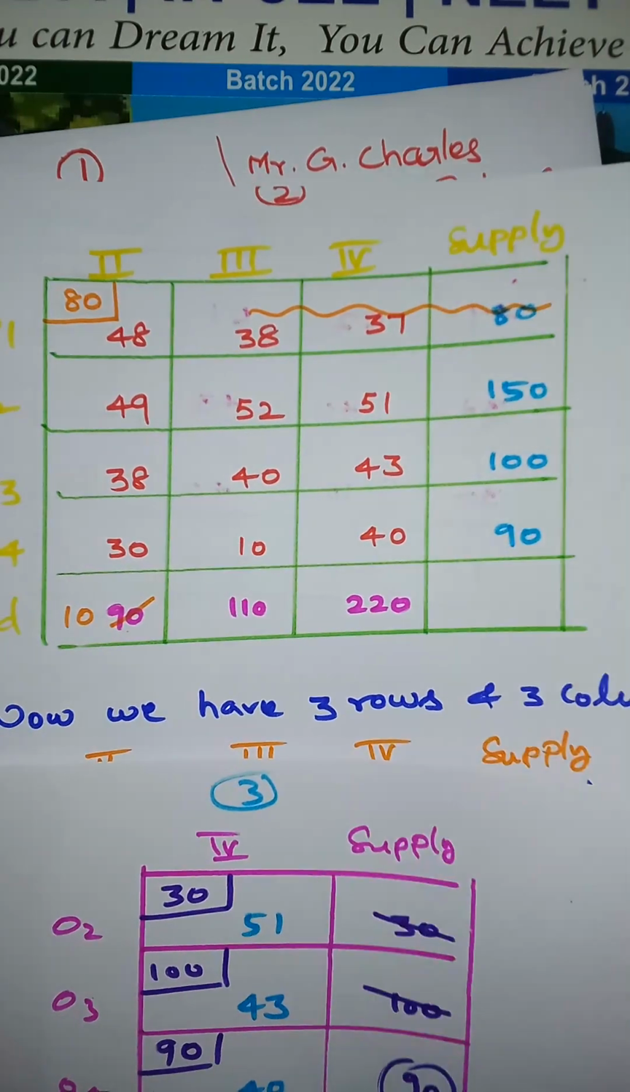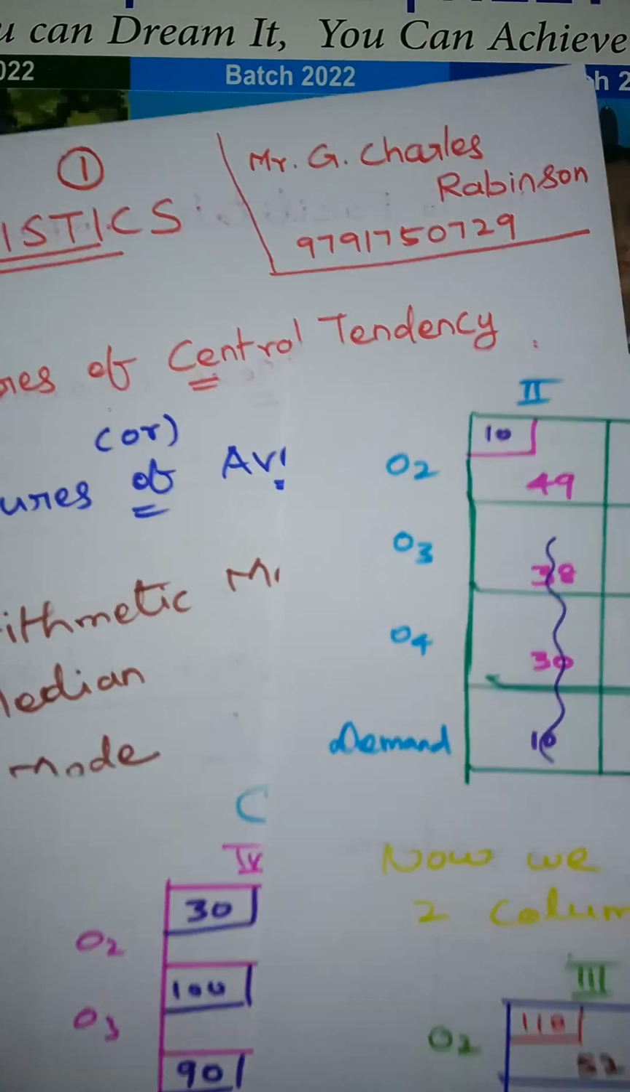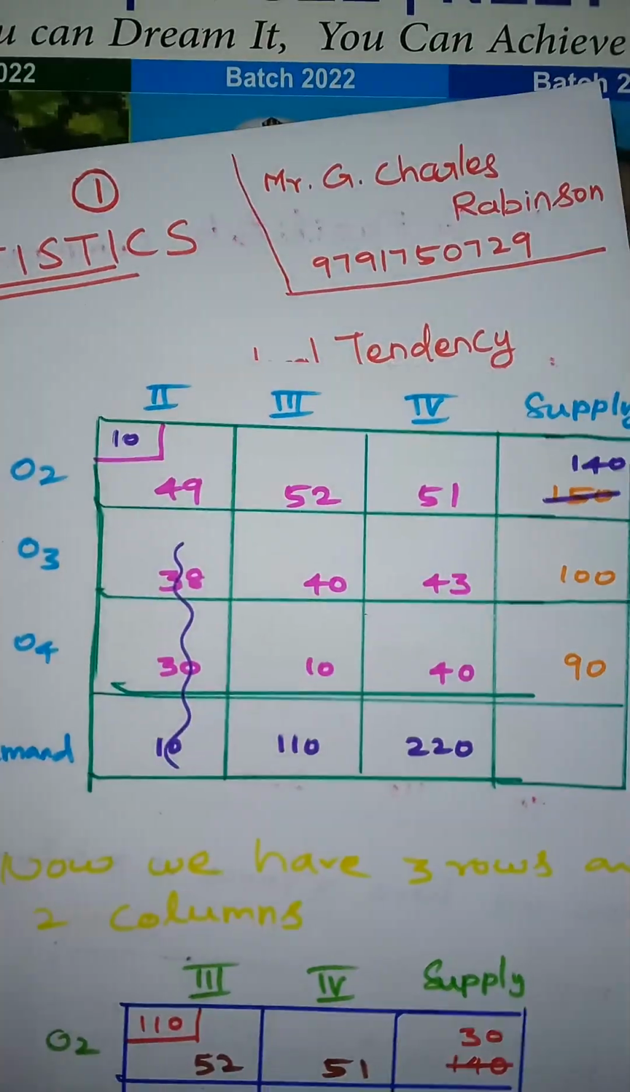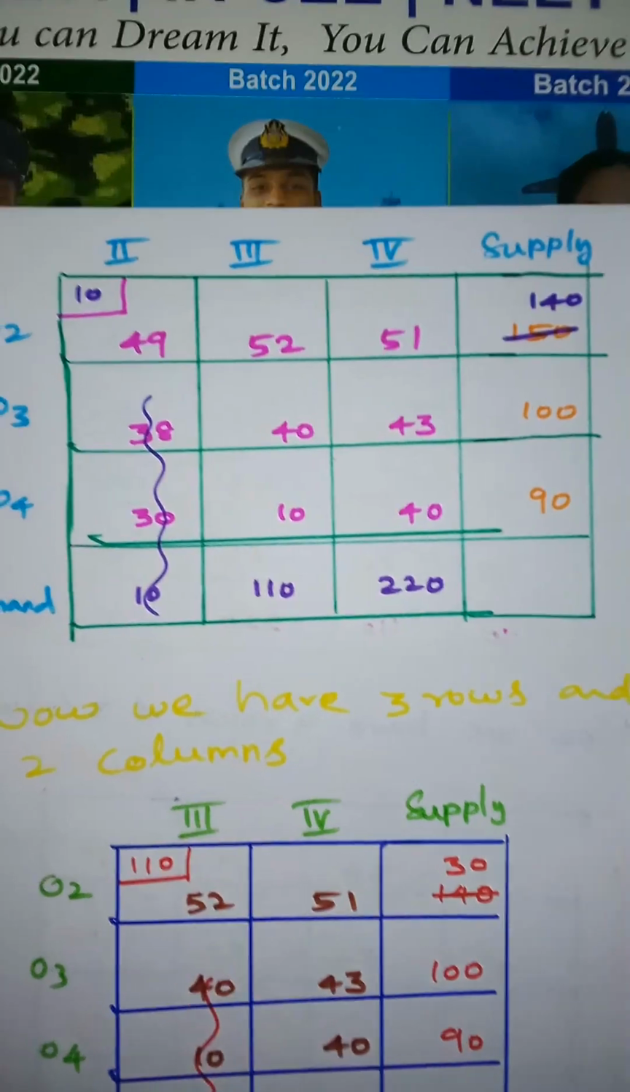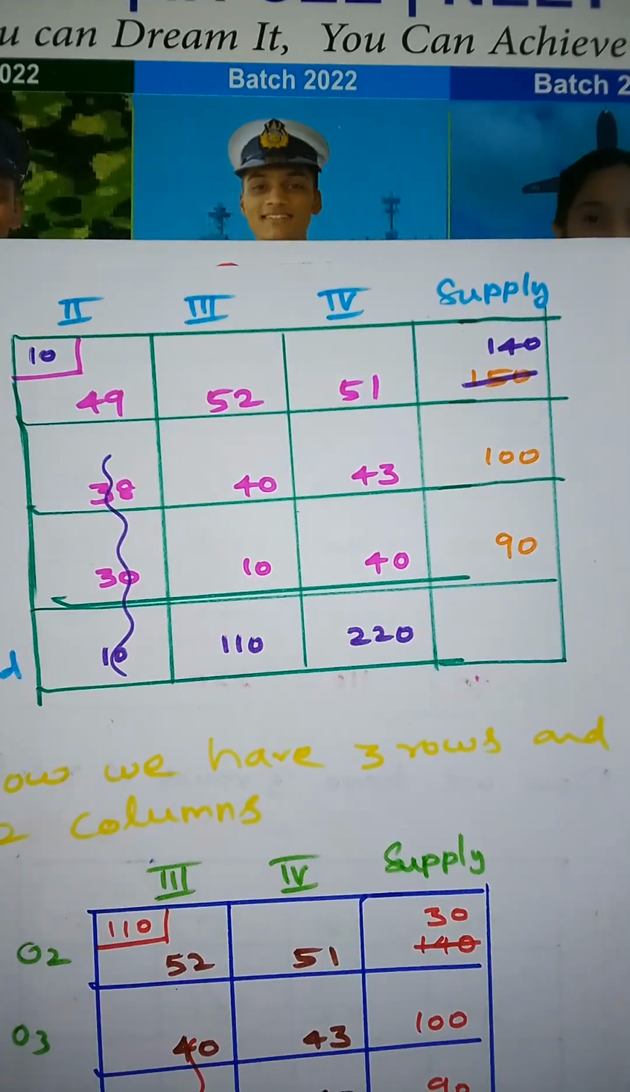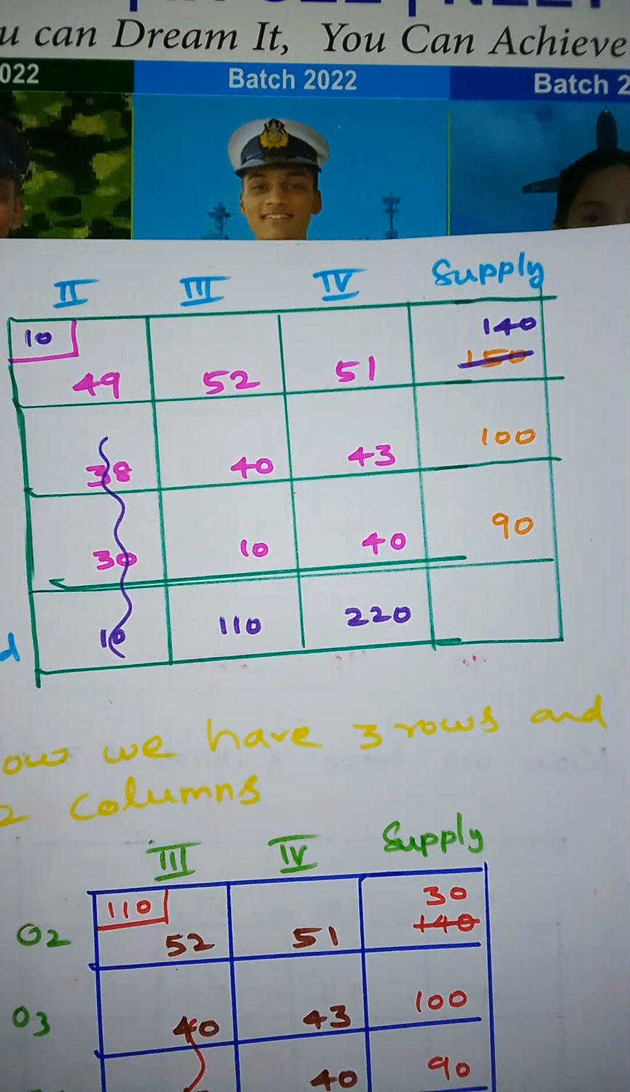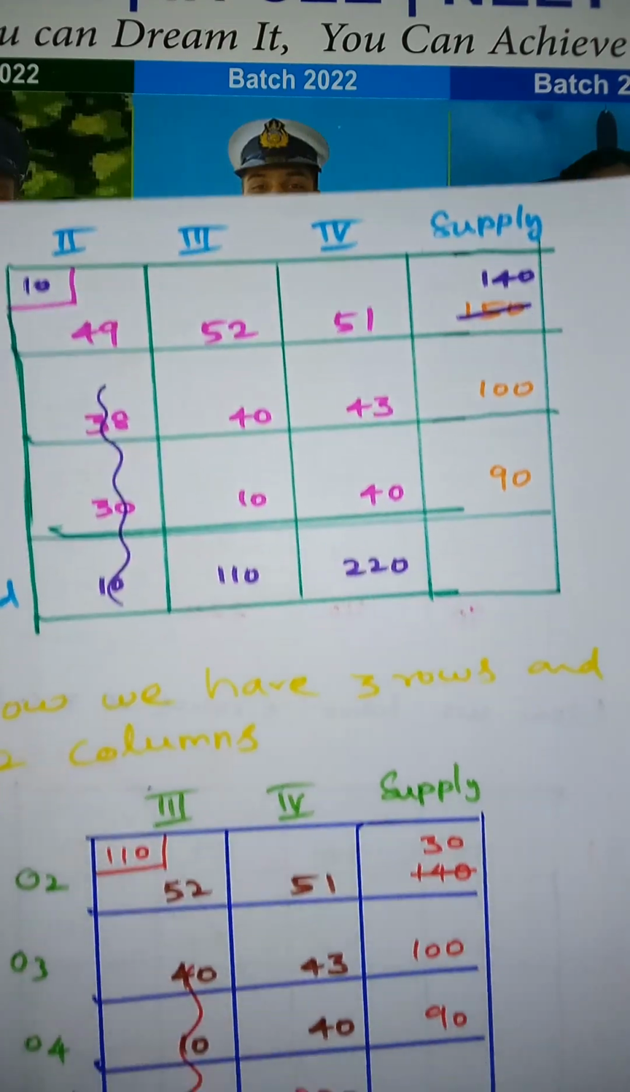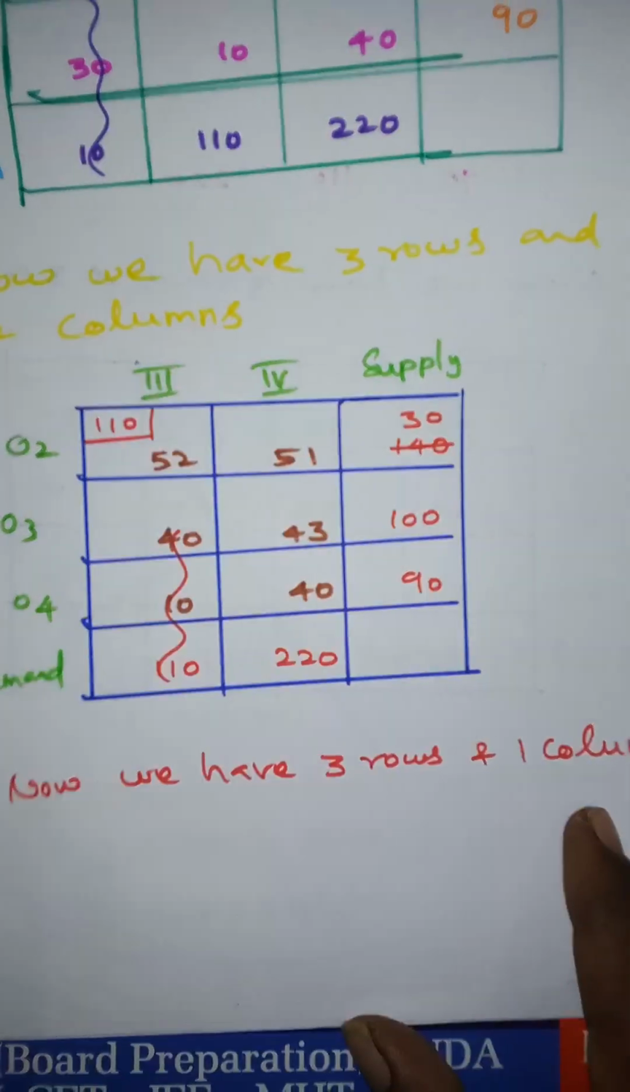Let us apply the next one. This is three rows and three columns. According to the corner cell 49, the supply side is 150 and the demand side is 10. Let us take the least value and allocate it to that cell. Cancel the other cells, then that 150 becomes 140. Now we have only two columns and three rows. Let us move to the next one.